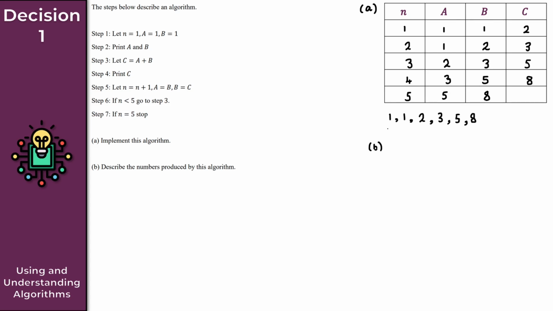So if you look at these numbers here, hopefully you can recognize then that these numbers here are the Fibonacci numbers, right? Or the Fibonacci sequence. So the algorithm prints the Fibonacci sequence.